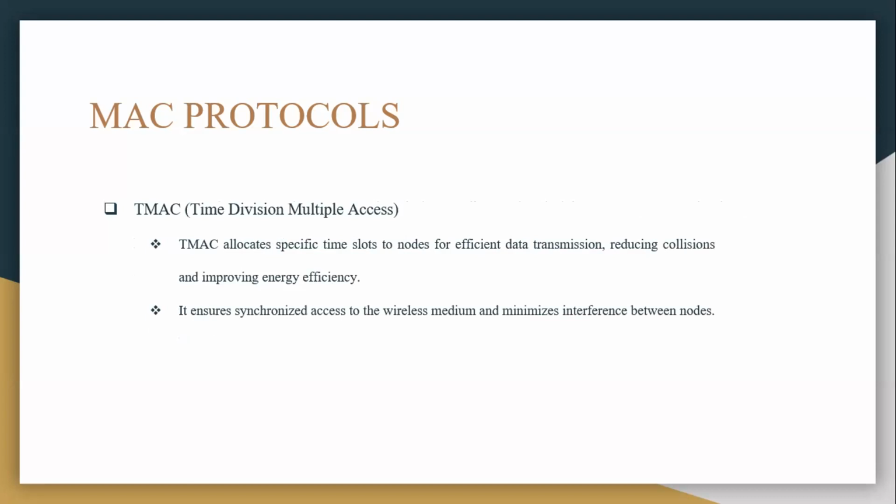TMAC uses a time division multiple access technique to allocate time slots to different nodes in a network. TMAC ensures that only one node transmits at a time to prevent collisions and ensure efficient data transmission. TMAC offers predictable and controlled access to the medium, making it suitable for networks with strict time requirements.